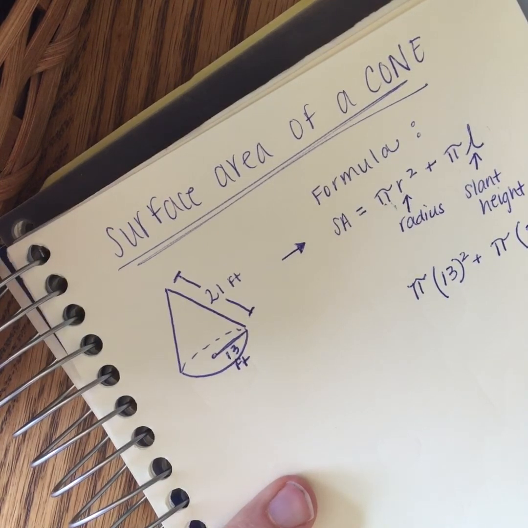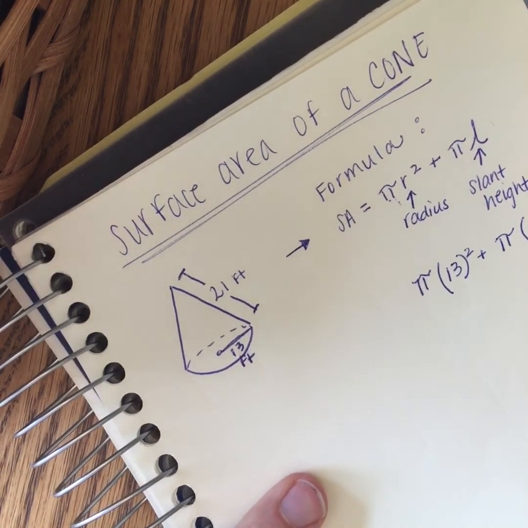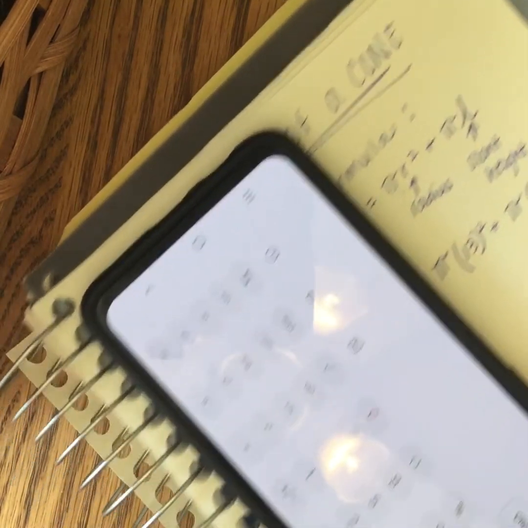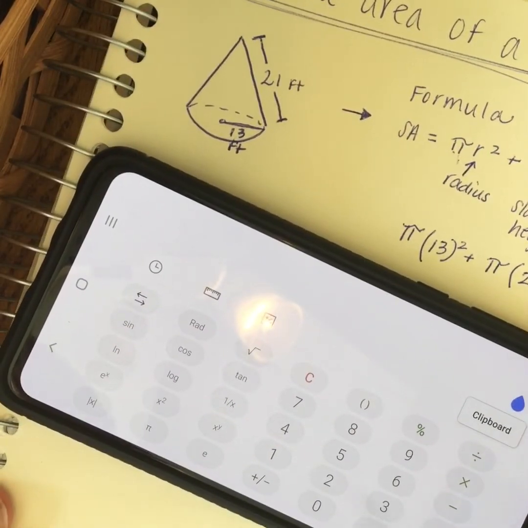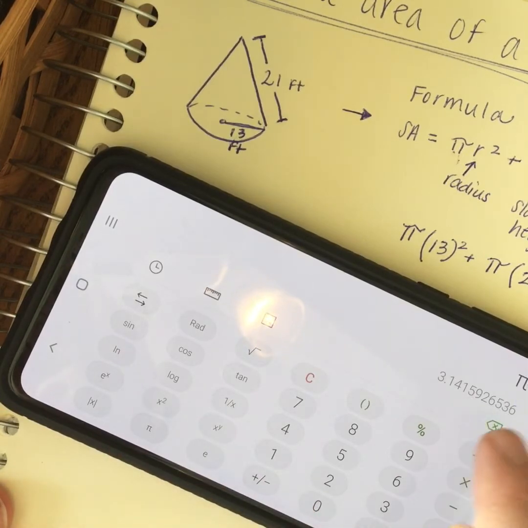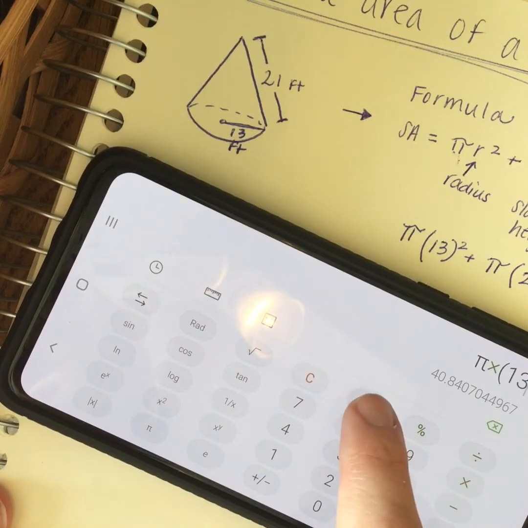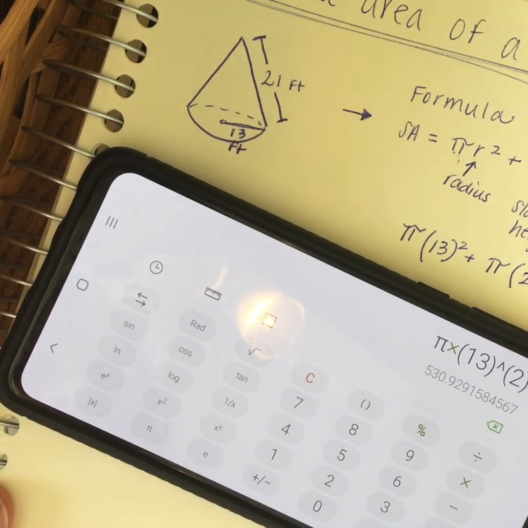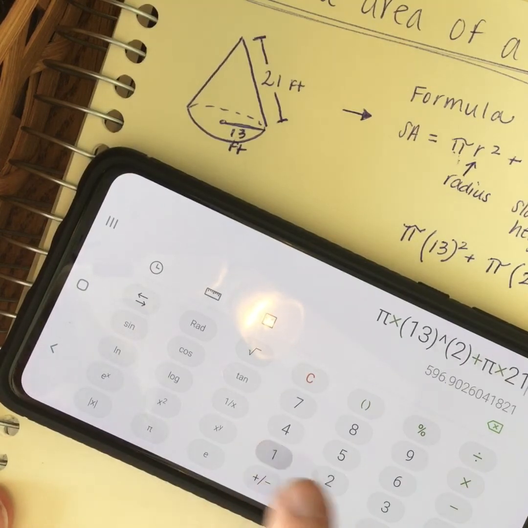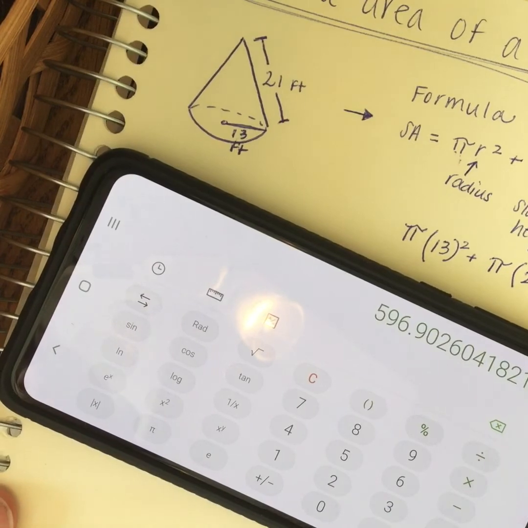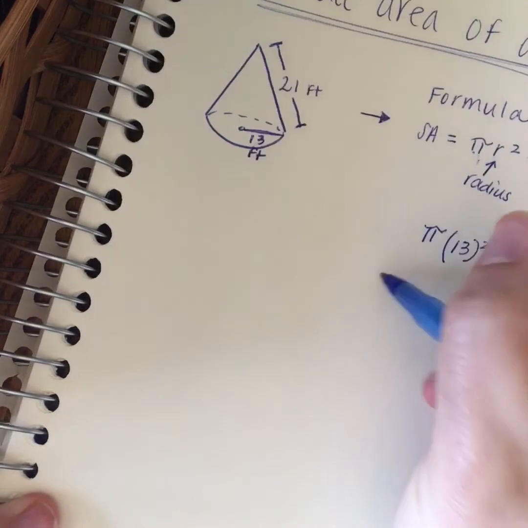So let me do that for you really quickly. I'm just gonna plug in pi times 13 squared plus pi times 21, and that equals about 596.9 feet squared.